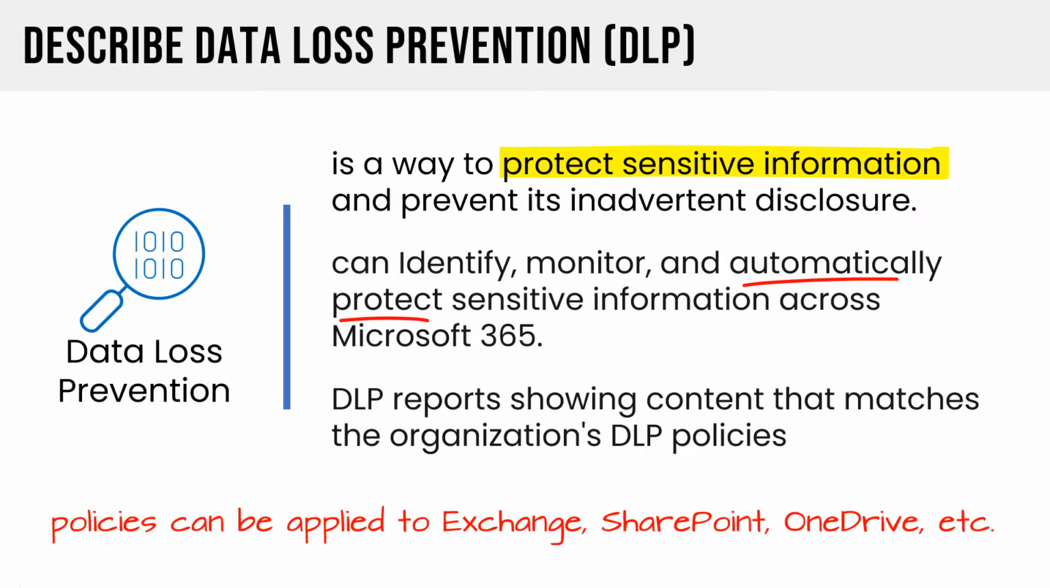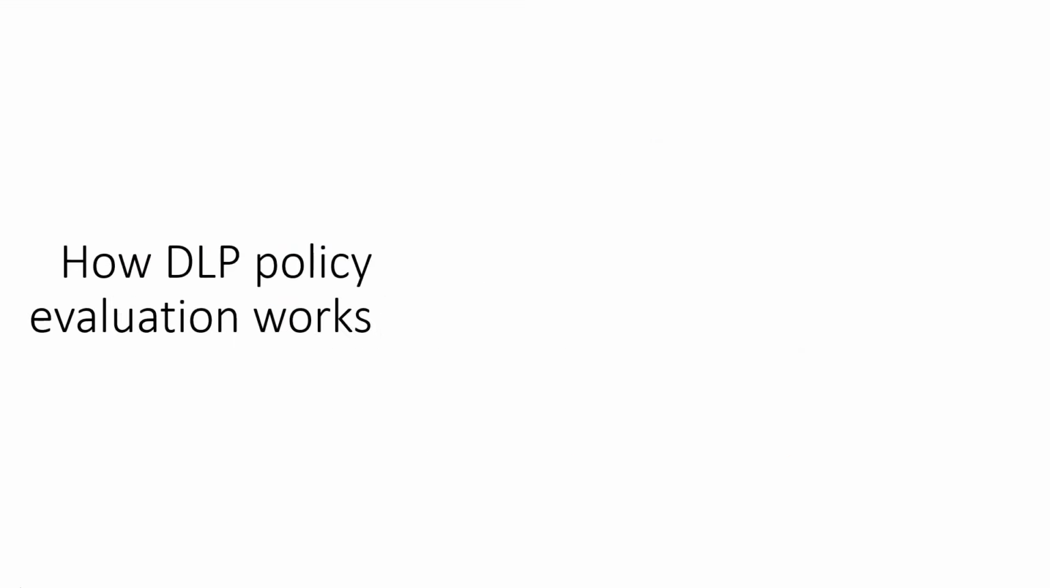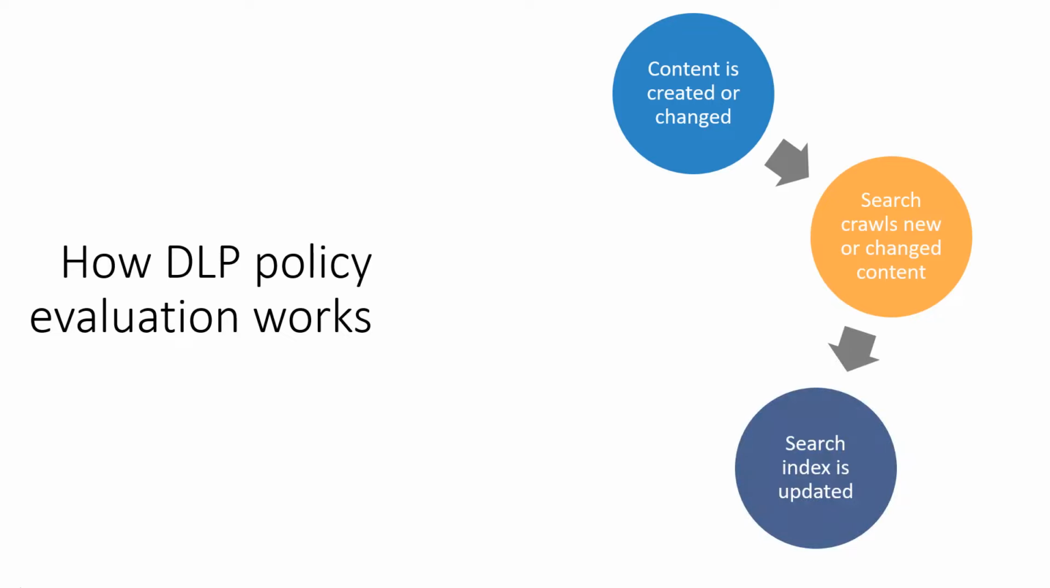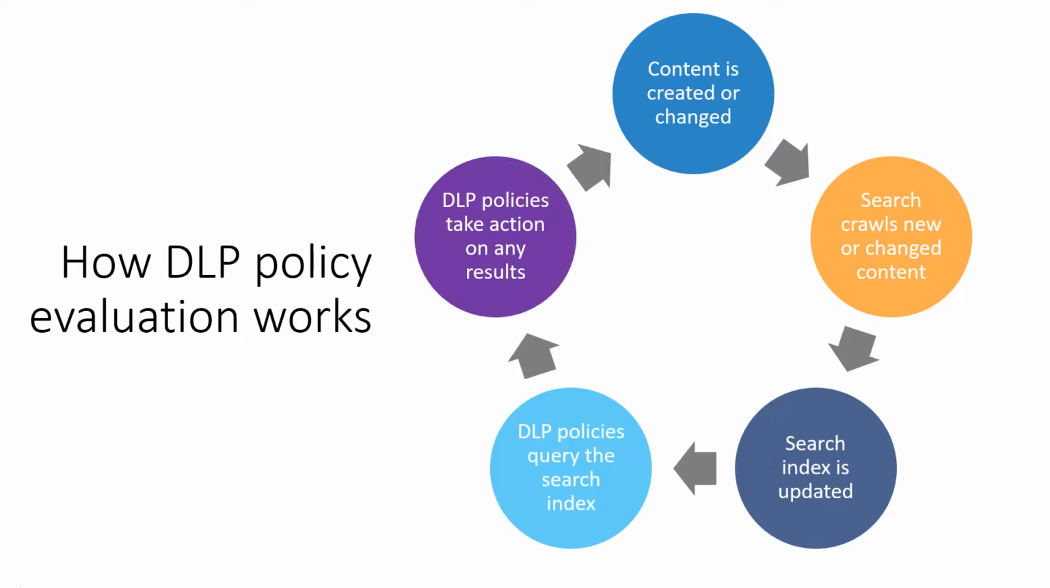Let me just explain at a high level how the DLP process works, so how policy evaluation works. Our content is created or changed. Maybe I create a document that contains sensitive financial information. DLP uses a search to crawl new or changed content, and the search index is updated, and DLP policies query that search index, and then DLP policies take action on any result. So the delta, the new content that matches our policy, gets labeled appropriately.